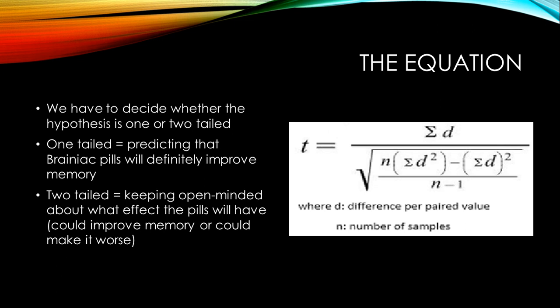A two-tailed test means, well, you don't know. Maybe the pills will improve memory. Maybe the pills will make memory worse. Maybe they won't do a thing. Who knows? Could go up, could go down. If they don't do a thing, that is the null hypothesis. You've taken the pill and it hasn't made the slightest bit of difference. Their memory is about roughly the same. It's not up, it's not down, it's about the same. That is the null hypothesis. So one-tailed definitely goes up. Two-tailed could go up, could go down. Not sure.